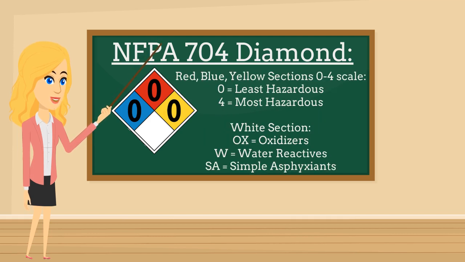The 4 sections of the diamond are also labeled with codes to inform on the severity of the hazard the material poses. The red, blue, and yellow sections are coded on a 0 to 4 scale. 0 means the material's hazard in that section is the least severe, while a 4 means the material's hazard is the most severe. The white section is used to alert of any special hazards the material poses, such as if the material is water reactive. An example here would be a magnesium fire. If you attempt to put it out with water, it will cause an explosion.